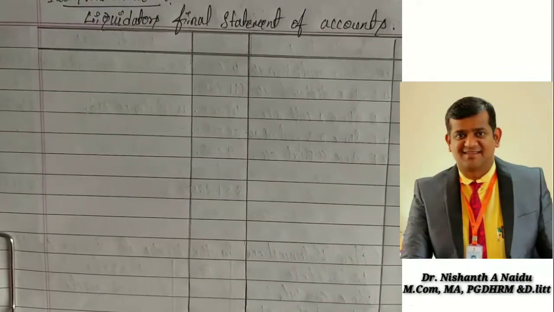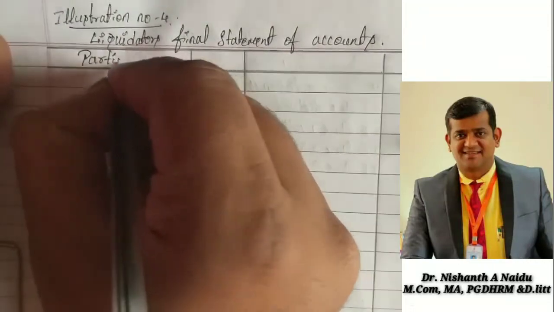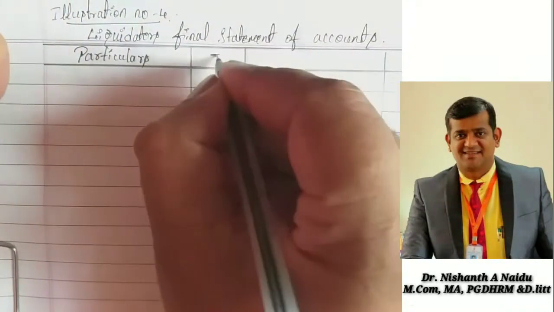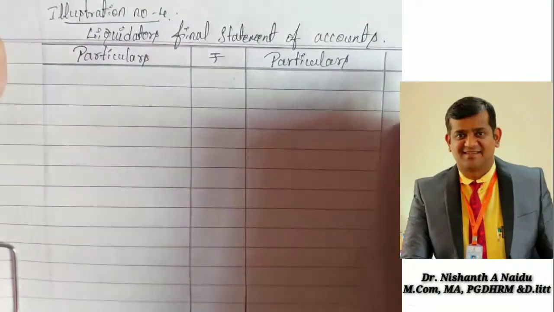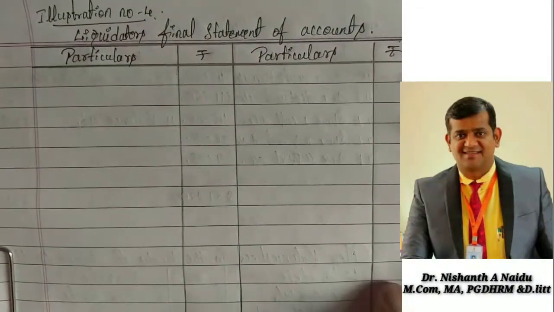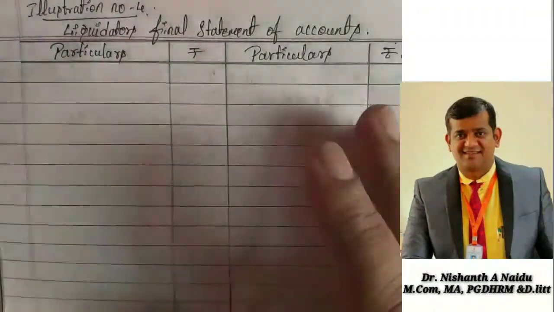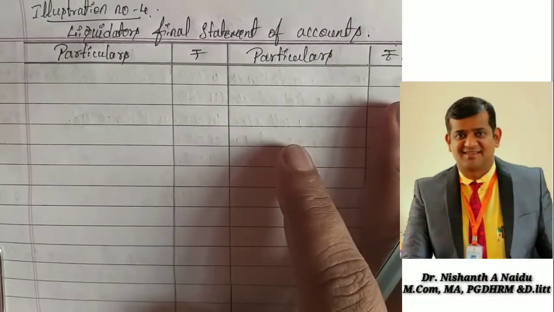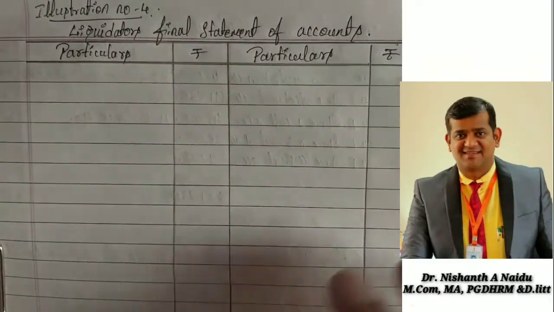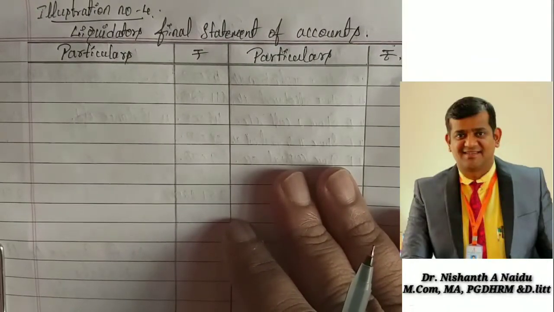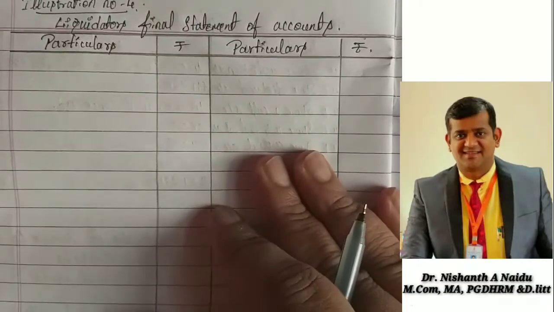Yes, liquidator's final statement of accounts. So write particulars, rupees, particulars, rupees. You all know that liquidation means closing down of the company, and at the time of closing down, whatever assets are sold will be recorded on the debit side of the table, and whatever payments are made will be recorded on the credit side of the table. That you all know, correct? Yes, fine then.